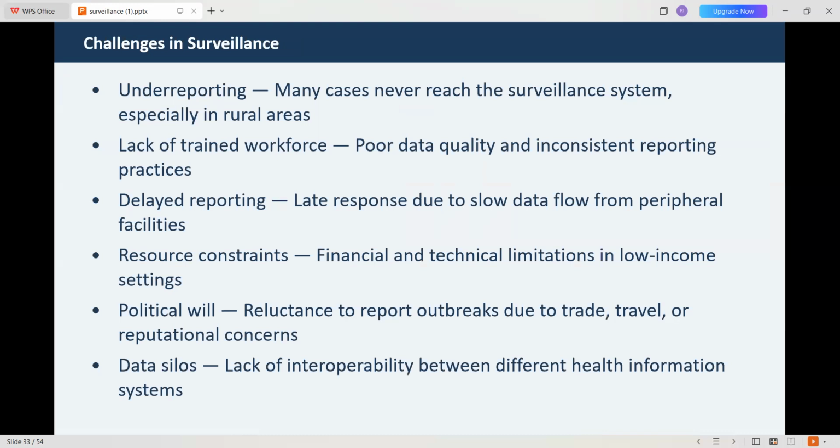Next are the challenges in surveillance. Under-reporting: many cases never reach the surveillance system, especially in rural areas. Lack of a trained workforce, poor data collection quality, and inconsistent reporting practices. Delayed reporting: late response due to slow data flow from peripheral facilities. Resource constraints: financial and technical limitations in low-income settings. Political will: reluctance to report outbreaks due to trade, travel, or reputational concerns. Next are data silos: lack of interoperability between different health information systems.